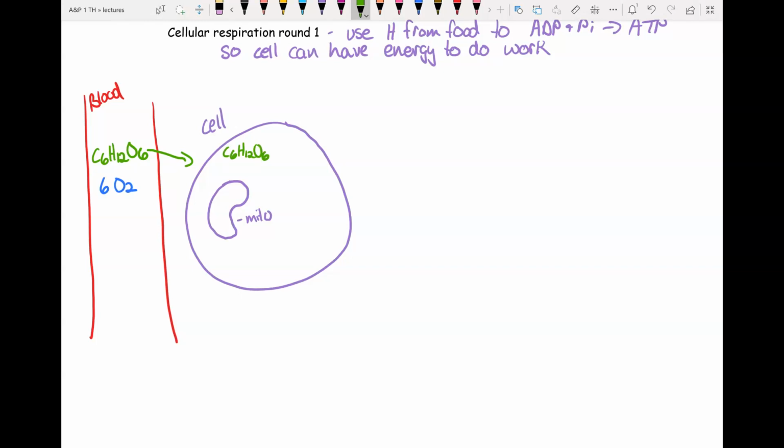Now remember, the overall goal is you want those hydrogens. First thing we're going to do is break the glucose in half. And when you break it in half, you're going to get pyruvates. Those are then going to go into the mitochondria. You're going to keep breaking it down. You're trying to get at the hydrogen. So you're going to break it all the way down so that you end up with just 6 carbons, 6 oxygens, and your 12 hydrogens. It's all broken up. Then you can use the hydrogens to make ATP.